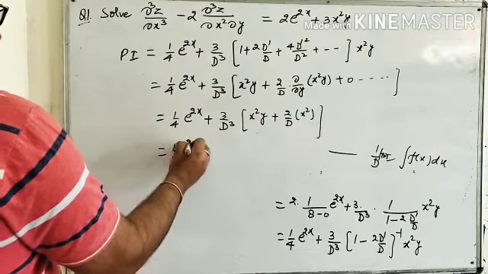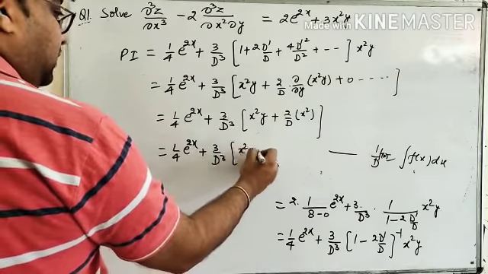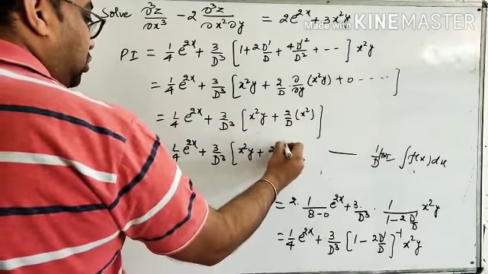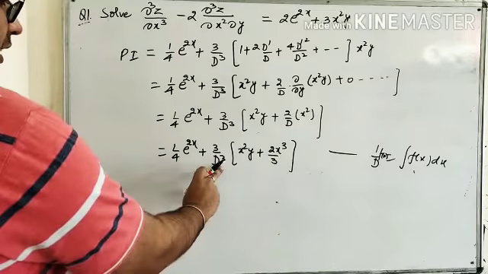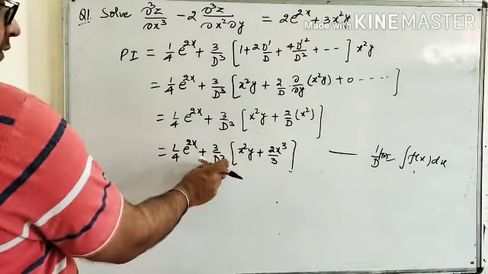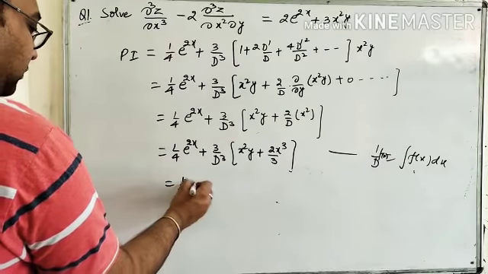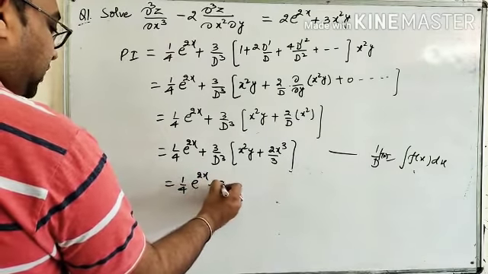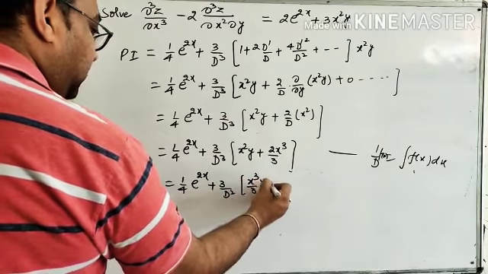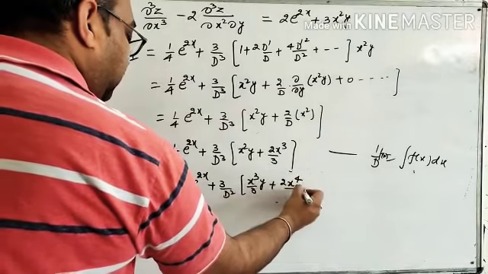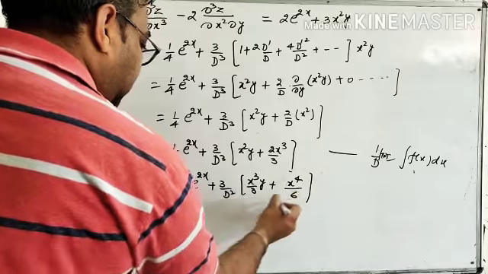So 1 upon 4 e raised to power 2x plus 3 upon D cube x square y plus 2x cube by 3. Now we have to integrate this entire function with respect to x up to three times. That is, 1 upon 4 e raised to power 2x plus 3 upon D square. One time integration is x cube by 3y plus 2x raised to power 4 by 12, or we shall write it x raised to power 4 by 6.